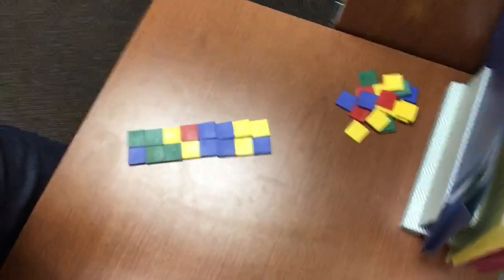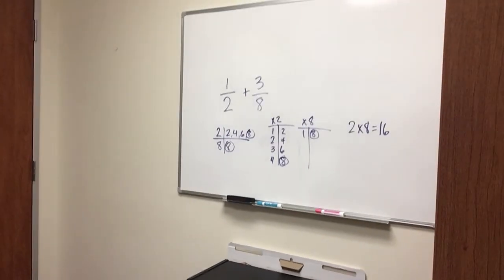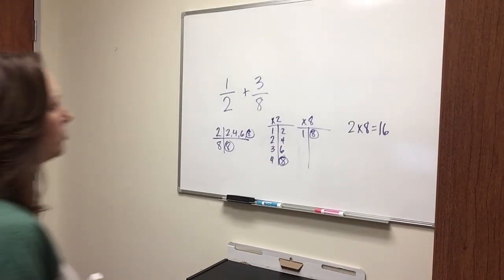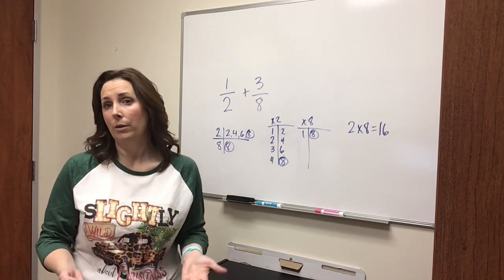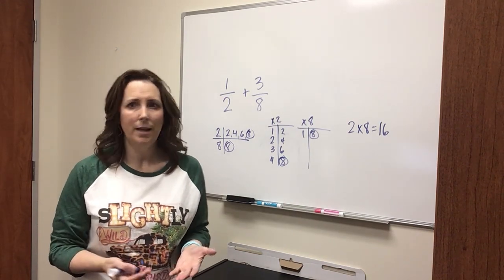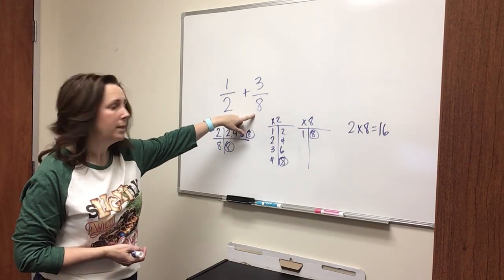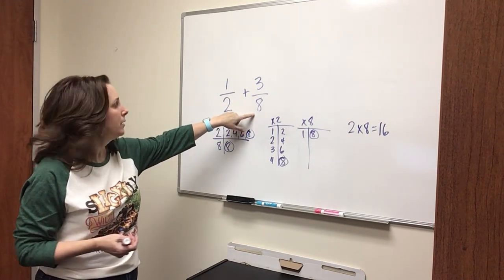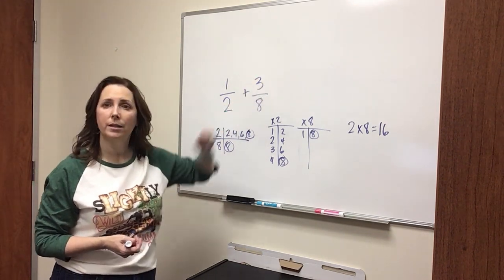Now, one of the other things that we talked about that we're not going to do is allow kids to use a butterfly method. We're not teaching them a butterfly method. We're not allowing them to use that method. And what that looks like is I multiply these two together to get the denominator of 16. Then I cross multiply. 8 times 1 to get a numerator, 2 times 3 to get a numerator.